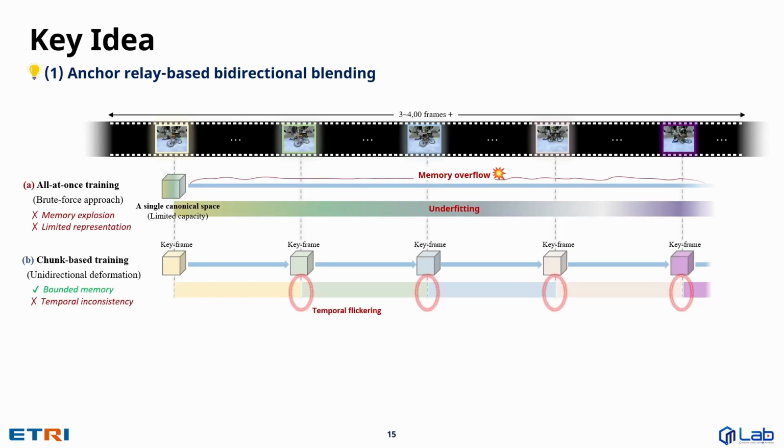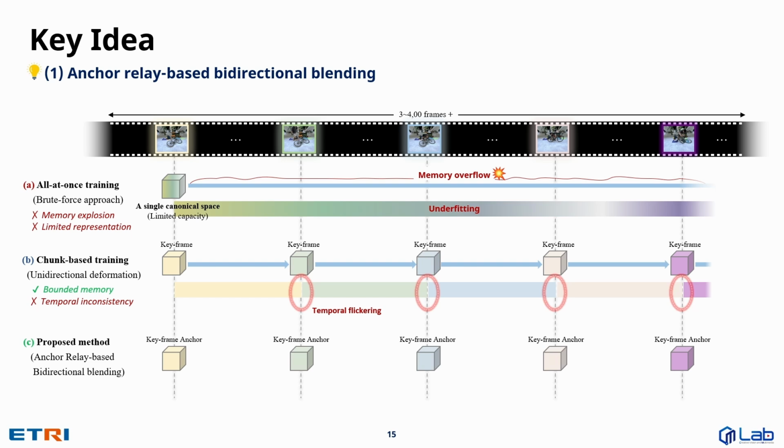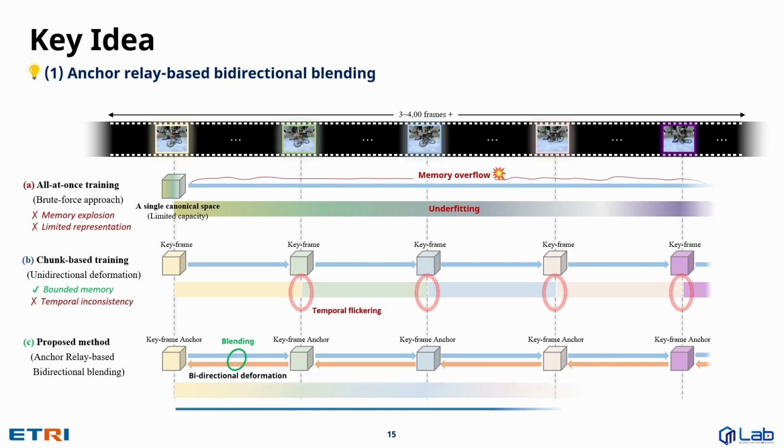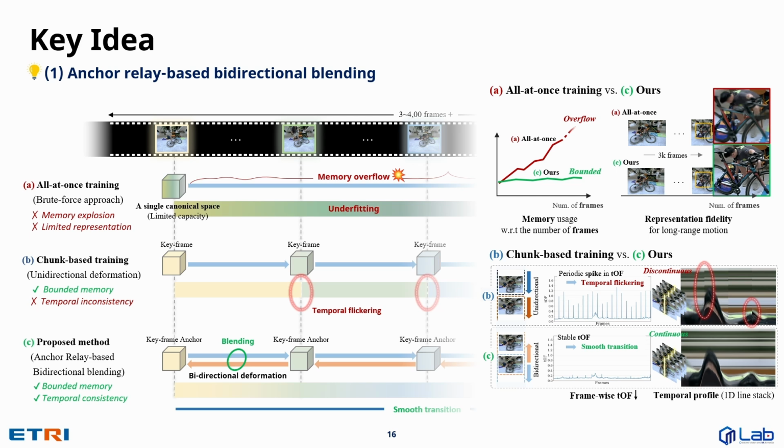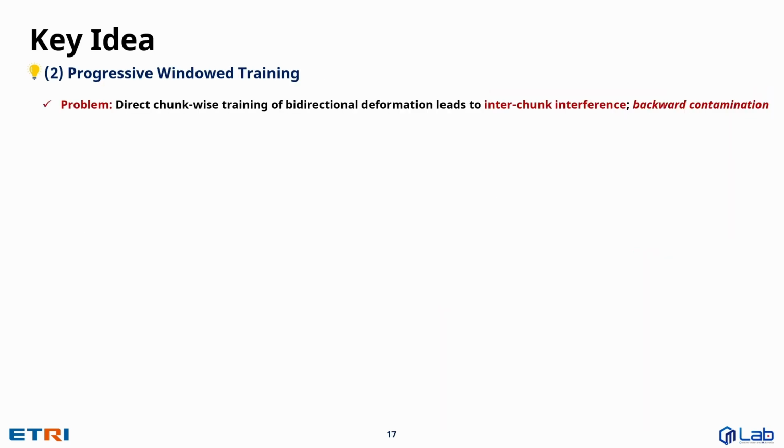To address these limitations, we propose MoRel. Its core idea is anchor relay-based bidirectional blending, which relays keyframe anchors over time to achieve both bounded memory and smooth temporal transition. Compared with all-at-once training, our method maintains bounded memory usage while preserving higher representation fidelity over long-range sequences. Compared with chunk-based training, it shows a more stable TOF curve and a more continuous temporal profile, indicating better temporal consistency.